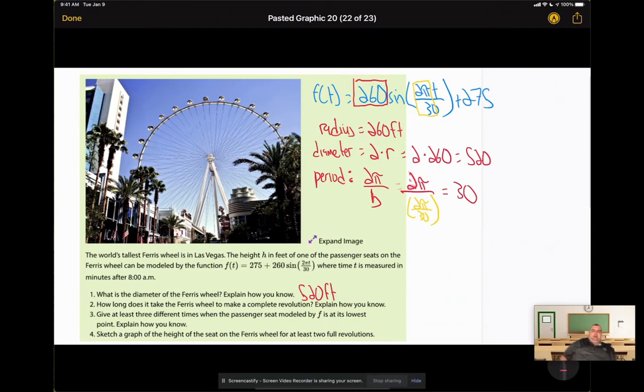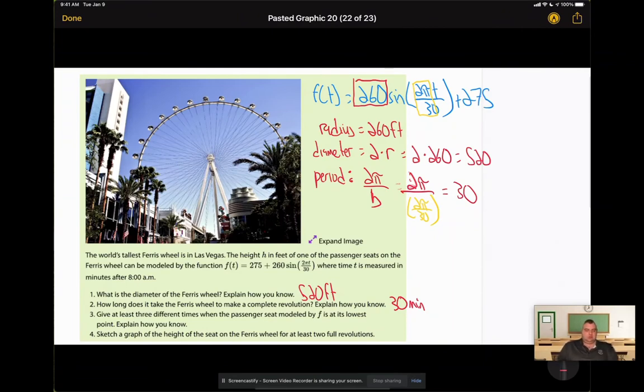The period in this case is 30. So how long does it take the Ferris wheel to make one complete revolution? It takes 30 minutes to make one complete revolution.